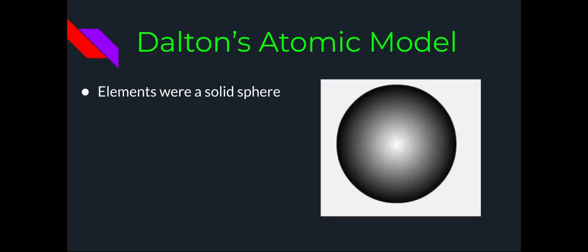Now we're going to talk about atomic models. Dalton thought that atoms were a solid sphere. This is not the current model that we use. We now know that there's a center part of the atom called the nucleus, surrounded by an electron cloud, where the electrons are found.